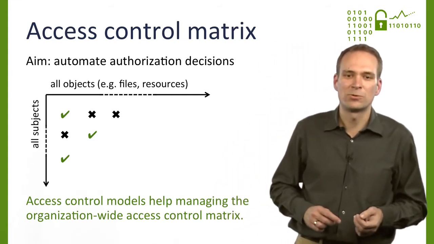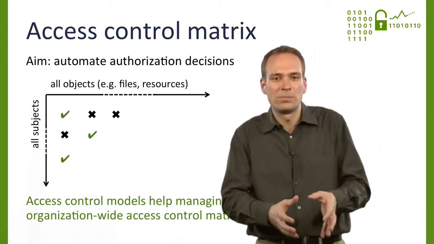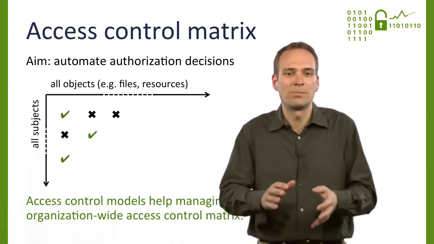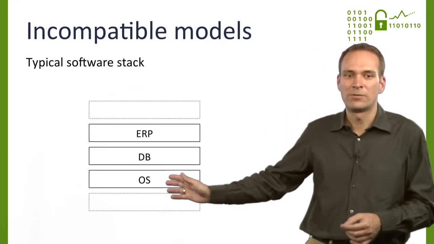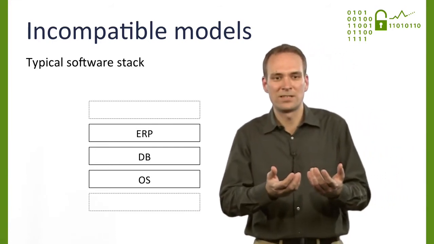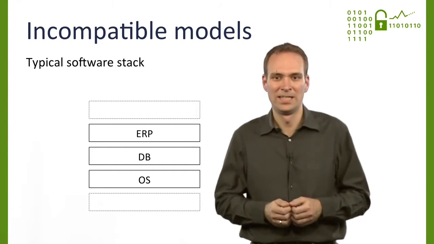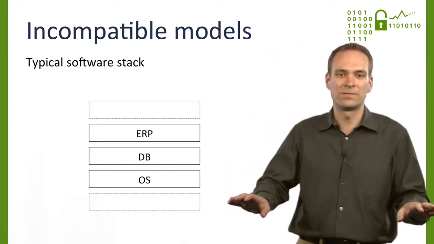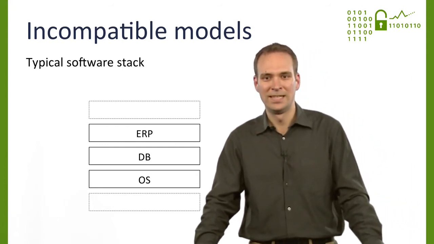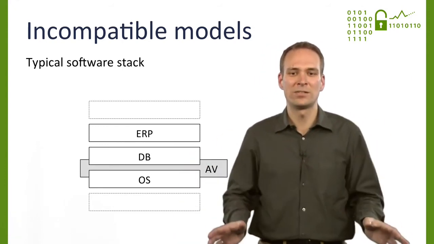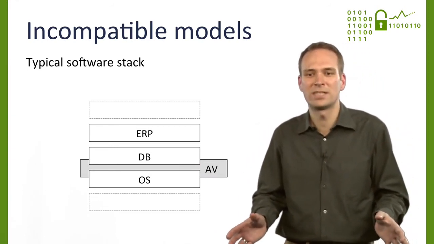One particular challenge in organizations is that the access control models implemented in different components of the IT system are not compatible, often not even across the layers of a software stack. For example, an enterprise resource planning system may have sophisticated user management supporting roles and delegation. Its underlying database uses a different model, and the operating system beneath uses default Unix permissions. Add an overarching security suite or antivirus product that uses yet another implicit, often simple and heuristic model.